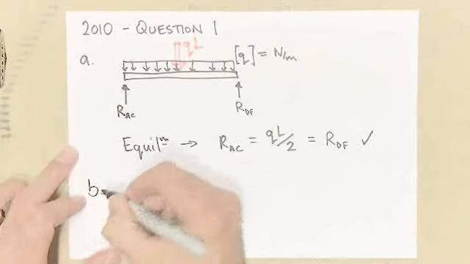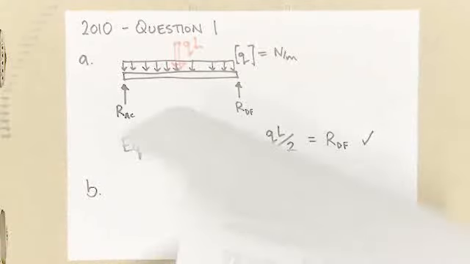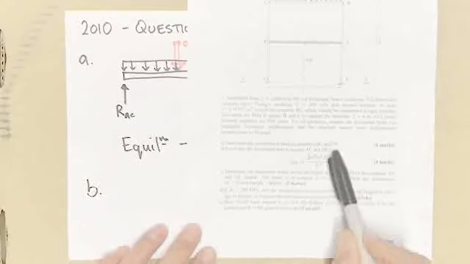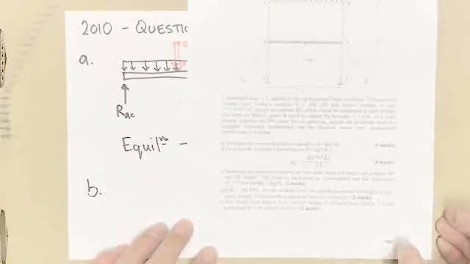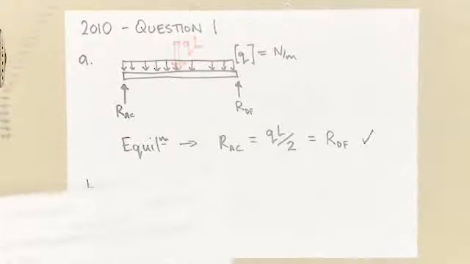B says, prove that the distributed load to buckle AC and DF, I'm going to need this here now. Prove that the distributed load to buckle AC and DF is this equation. Okay, that looks a lot like a buckling load equation, so in fact that is what we're going to need. So perhaps we should start with that.